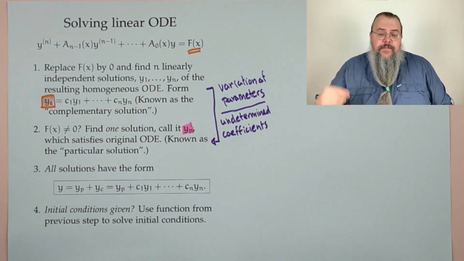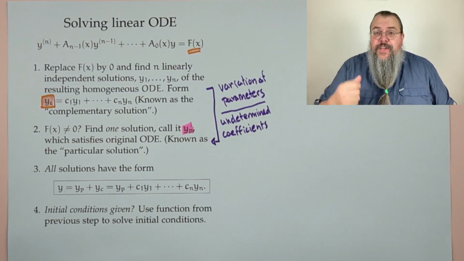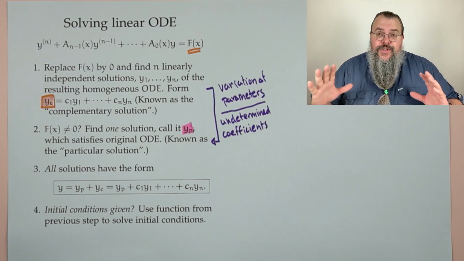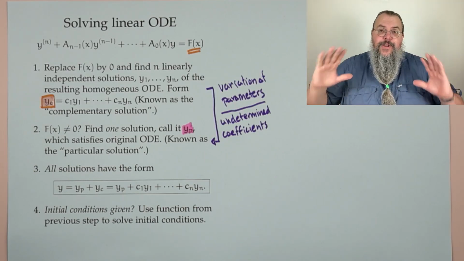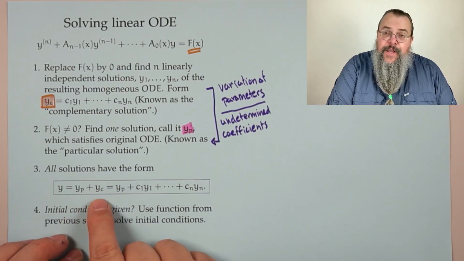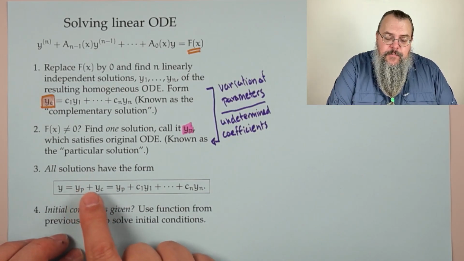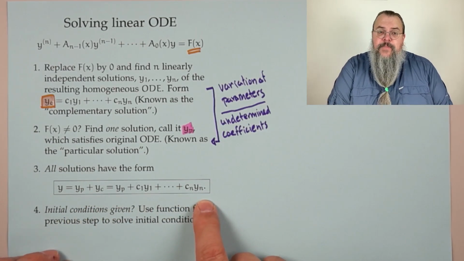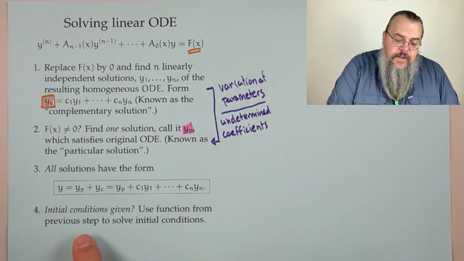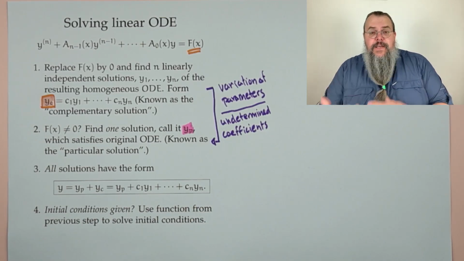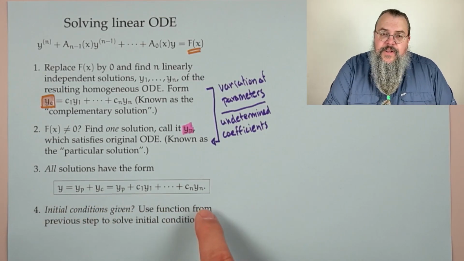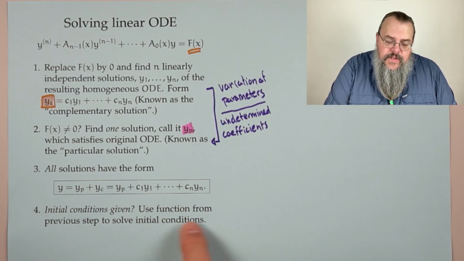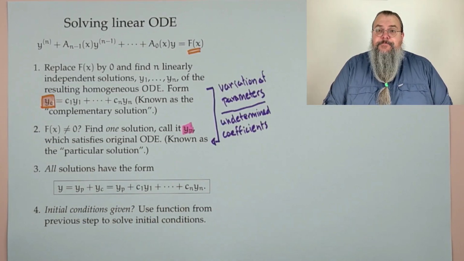All right, so now we have two pieces, our complementary and our particular solution. And here's the great thing: every solution looks like the result of adding them together. So you add the particular plus the complementary. And so now we know what all solutions look like. And the last thing is, what if you have some initial conditions given? If you do, we know what all solutions look like, and we just need to find the right values for the constants c. So we use the function from the previous step to solve for the initial conditions.